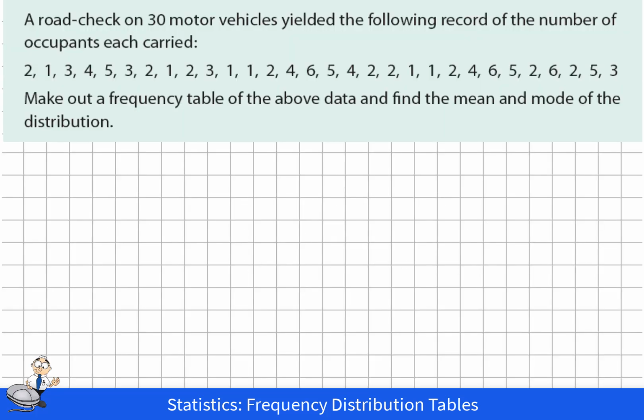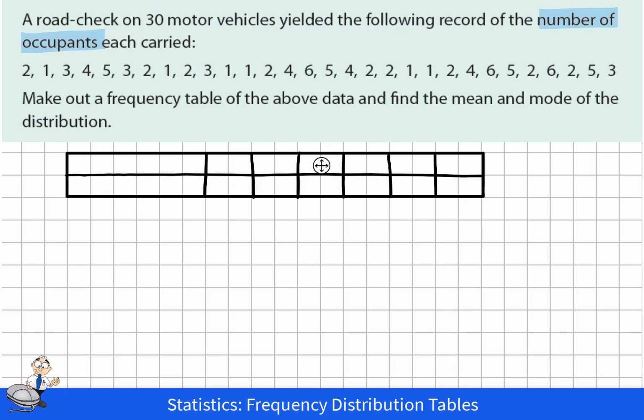A road check on 30 motor vehicles yielded the following record of the number of occupants each carried. So we have a list of some vehicles had 2 and some had 1, some had 3, etc. We've been asked to make out a frequency table to show the above data. So the frequency table will show the number of occupants and the number of vehicles.